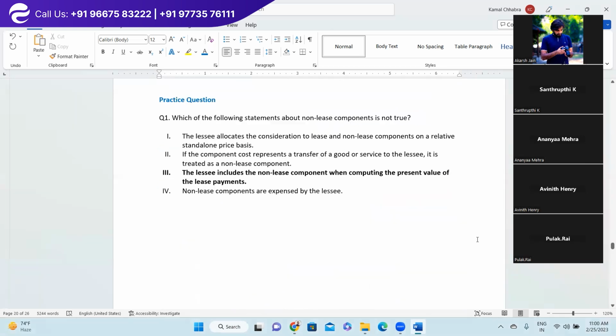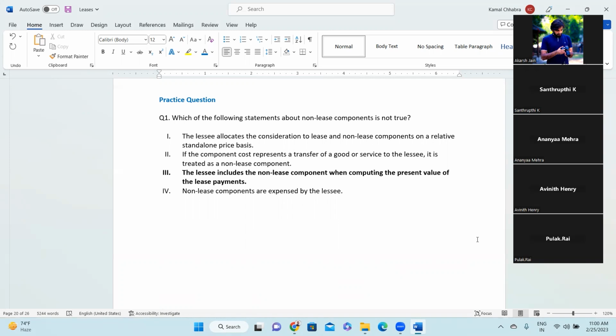Which of the following statements about non-lease component is not true? The call of the question is "not true." First, lessees allocate the consideration to lease and non-lease components on a relative standalone selling price basis. So that is a true statement, right? First statement is true.